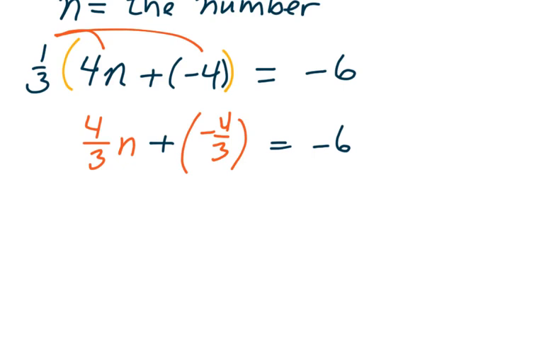And it could be helpful if we wrote -6 in terms of thirds, right? So we will write that then as -18/3, so that we're looking at thirds throughout the problem. To solve this, we're going to add 4/3 to each side of the equation.